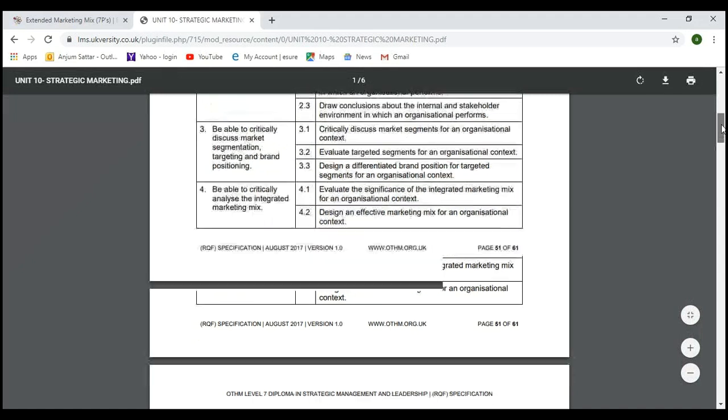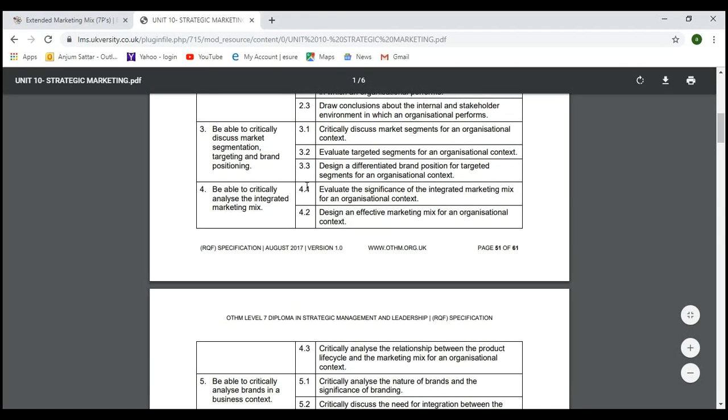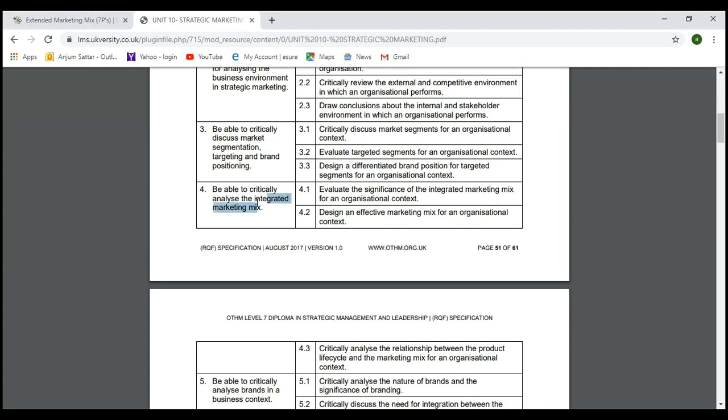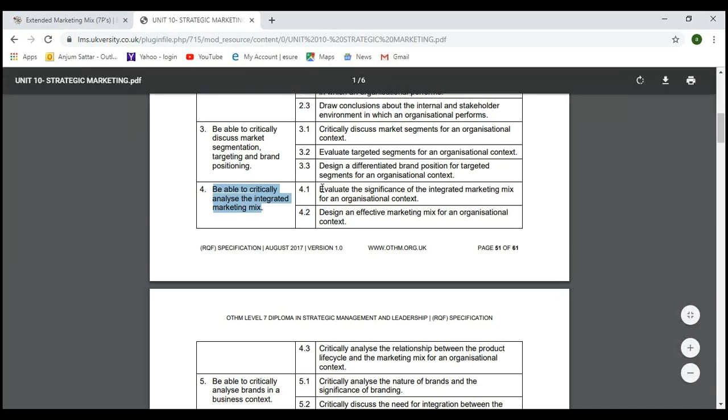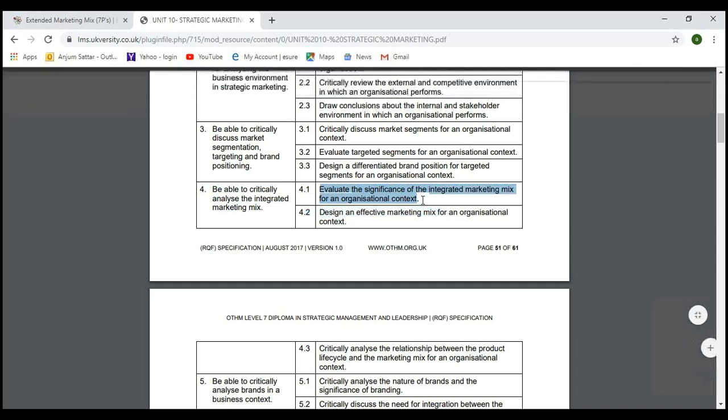Lesson 4, today's lesson, which is L04: be able to critically analyze the integrated marketing mix. What is meant by marketing mix? Why marketing mix, and what is its purpose? We need a right balance between product, price, promotion, place, process, people, and all of this we will go through. We will evaluate the significance of integrated marketing. Why is it crucial? The marketing mix is also known as the 4 P's: product, price, promotion, and place, which is very crucial.